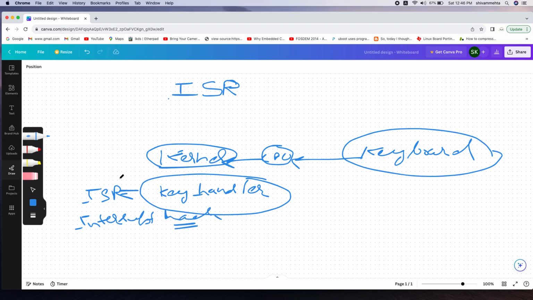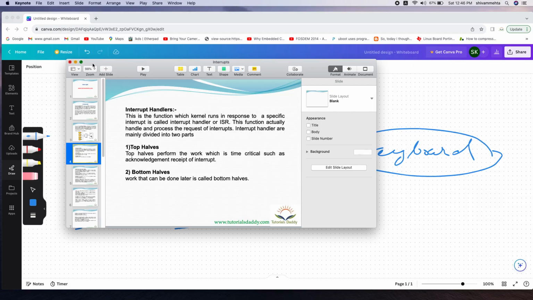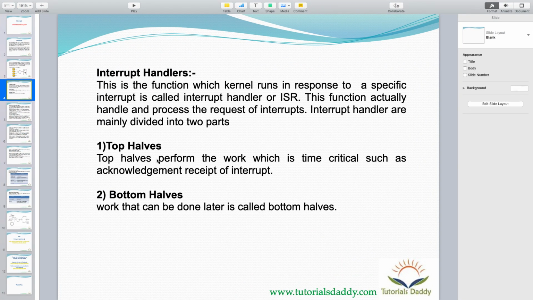Our Linux kernel divides interrupt handling into two parts. One part is called the top half, the other part is called the bottom half. The top half is the function which performs the time-critical stuff, which has to be performed at the same time we receive the interrupt, and the bottom half is the non-critical stuff which the Linux kernel can perform at a later stage whenever our CPU is free.